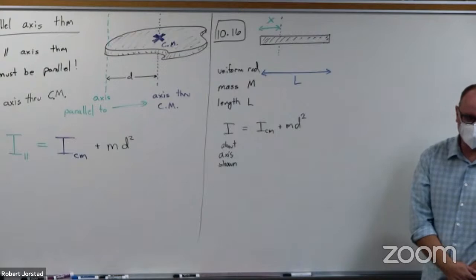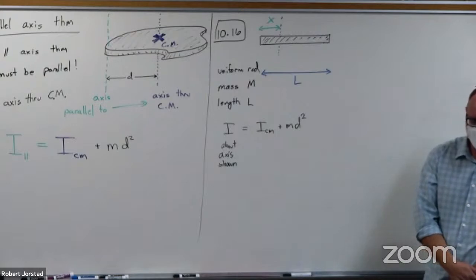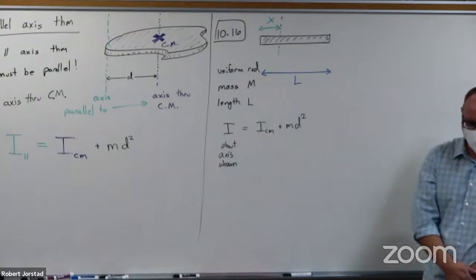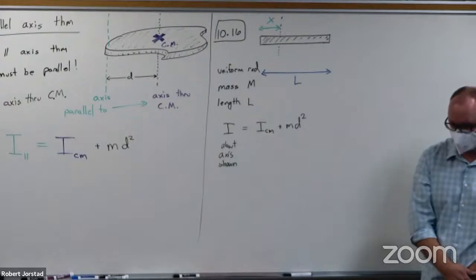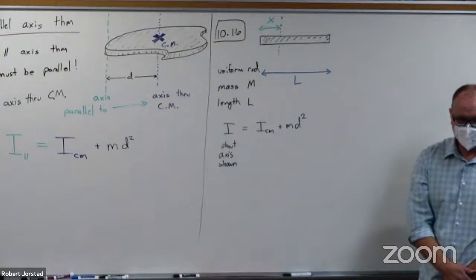Why 112? What's your thought process? It's parallel. Is that sufficient? It's not right at the edge.